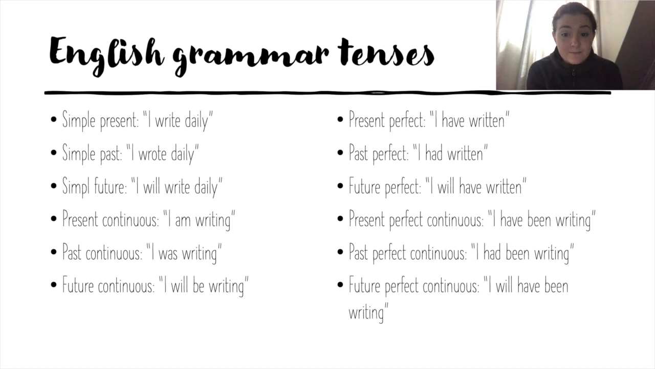Next one, present perfect. So a little tip to remember what the perfect tenses are is that they have "have" in there somewhere, somehow. So perfect and have, they go together. Think of them as a married couple, have and perfect. Okay, so present perfect, present. I have written. So that's something that you have already done.